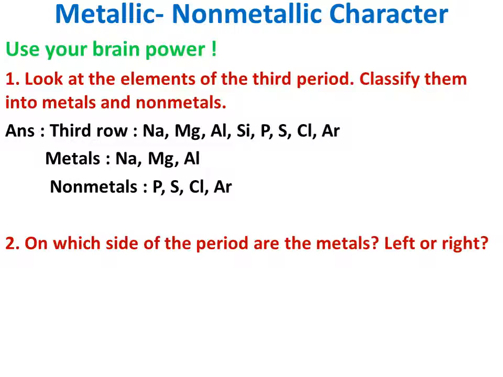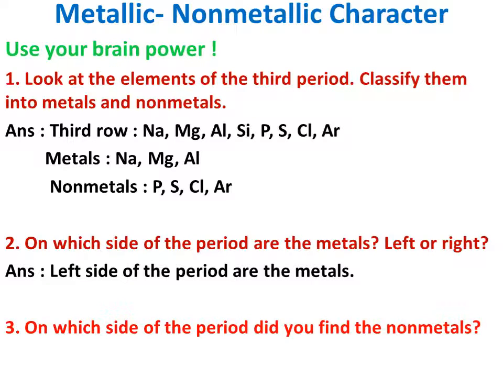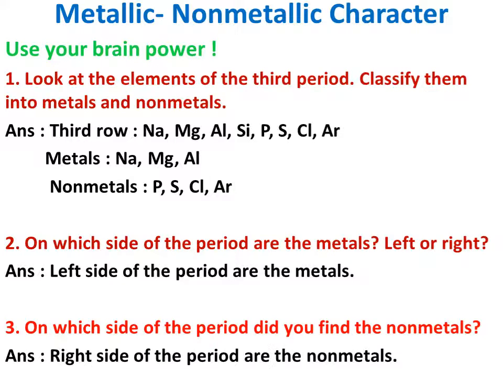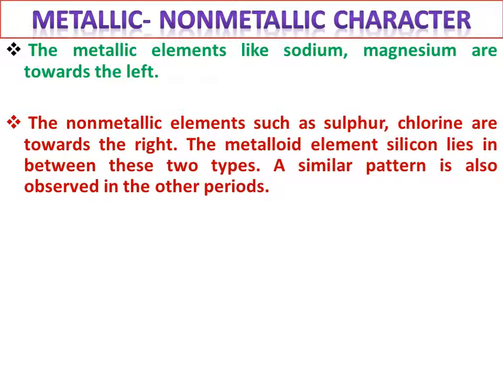On which side of the period are the metals, left or right? Yes, students, on the left side of the period are the metals. On which side of the period did you find the non-metals? Yes, on the right side of the period are the non-metals. So, metallic and non-metallic characters: the metallic elements like sodium, magnesium are towards the left. The non-metallic elements such as sulfur, chlorine are towards the right. The metalloid element silicon lies in between these two types.